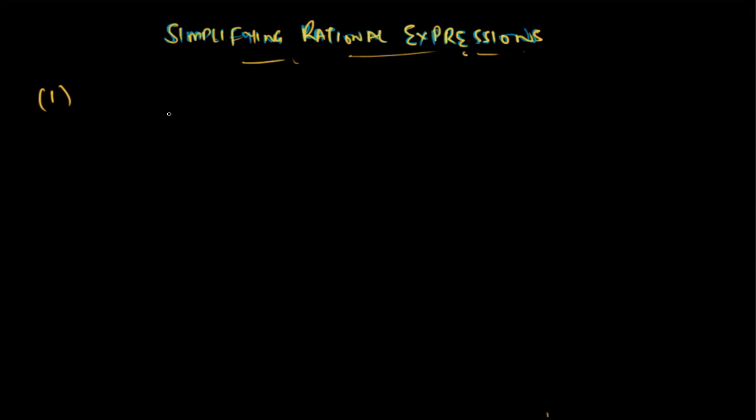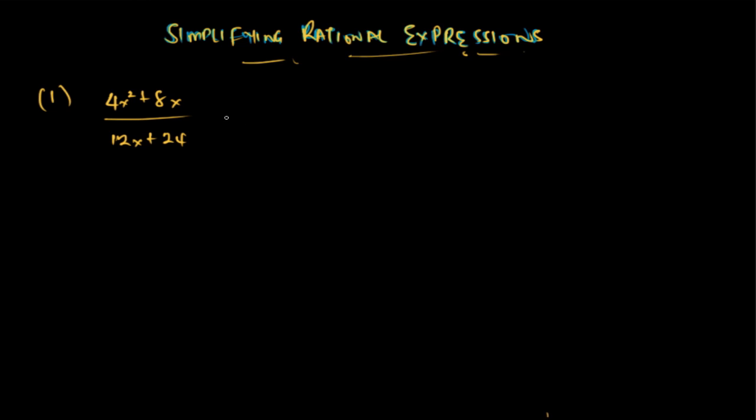Hi, today we will be looking at how to simplify rational expressions. And to do that, we're going to consider a few examples. So the first example we're going to be considering is 4x squared plus 8x divided by 12x plus 24.